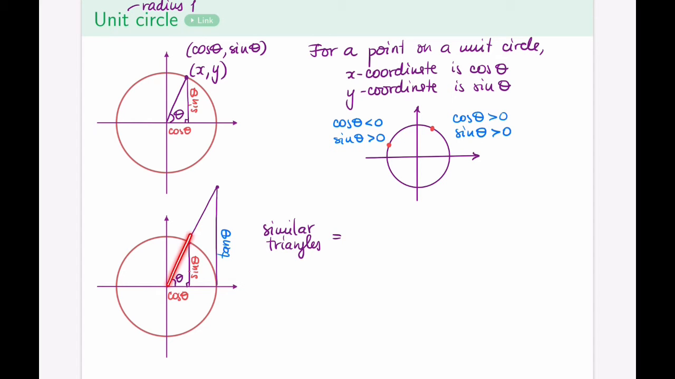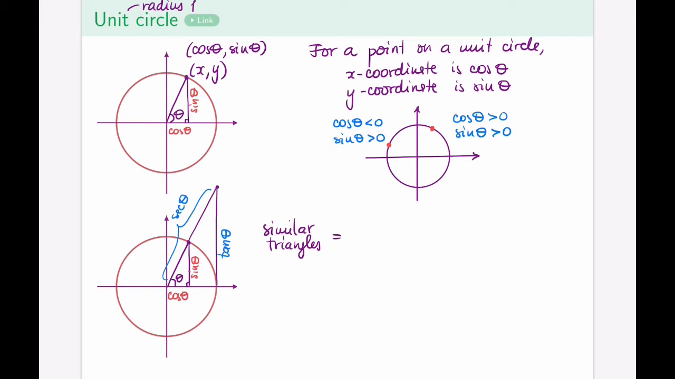Whereas this side crosses the circle, and in Greek, crossing is secant. So this whole side is going to be called secant of theta. In Greek, tangent means to touch, secant means to cross. Now let's take a look at the similar triangles, this little guy and this big one.